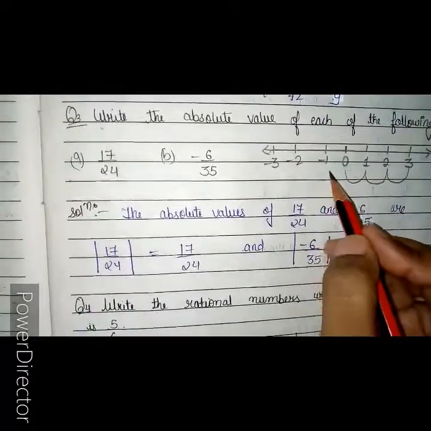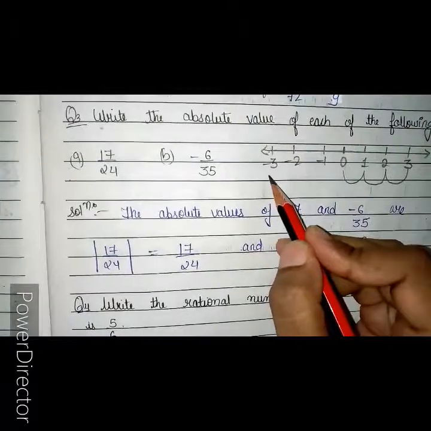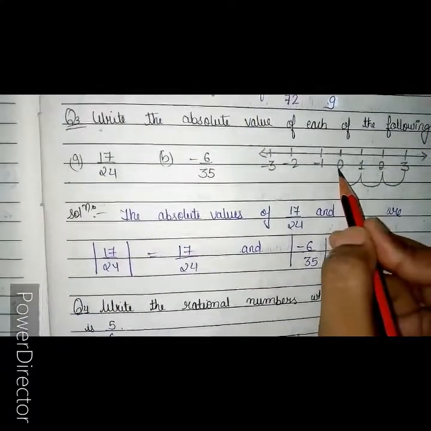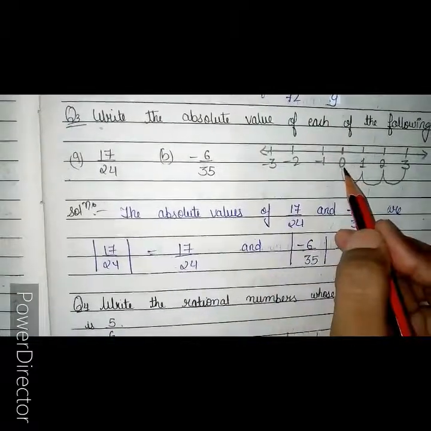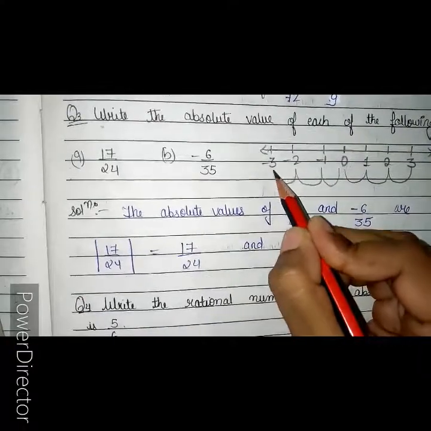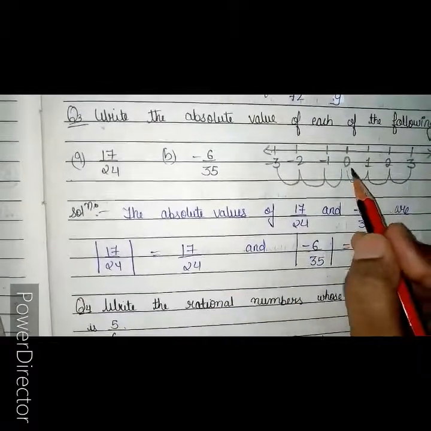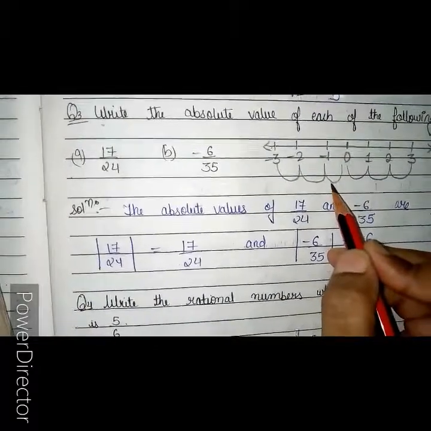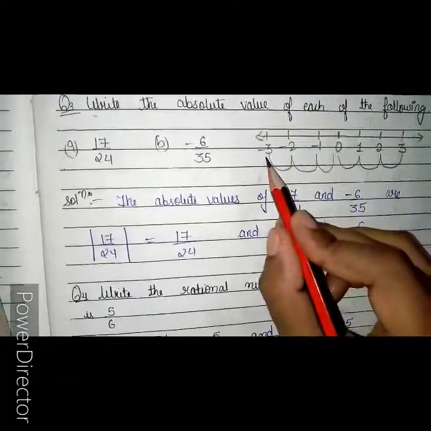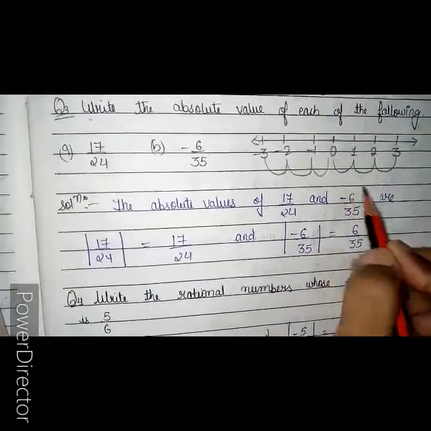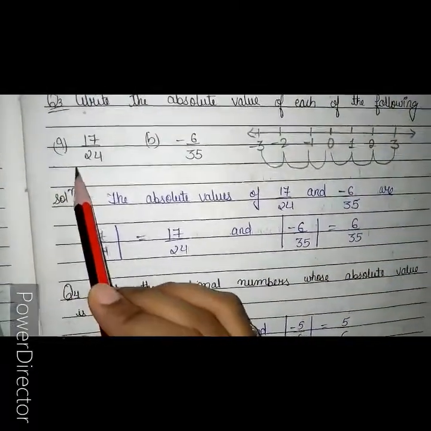Now we see what is the absolute value of minus 3. Absolute value of minus 3 is also 3 because the distance of minus 3 from 0 is 3 units. 1, 2, 3. It means the absolute value of any negative number is also a positive number. For example, absolute value of minus 3 is 3 and absolute value of 3 is also 3. Now we start our solution.